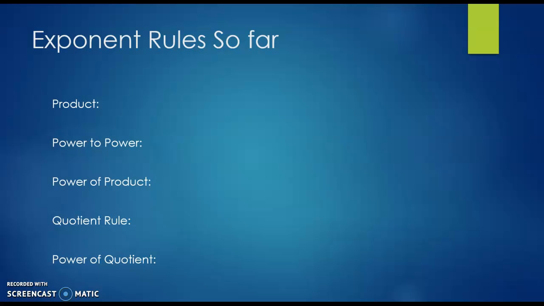So starting with the product rule, if we had a to the m times a to the n, we knew we needed to add m plus n. Power to a power, if we have a to the mth power to the nth power, then we just multiply, a to the m times n. Power of a product, if we have a times b to the mth power, we get a to the mth, b to the mth. Quotient rule, a to the mth power over a to the nth power is equal to a to the m minus n.